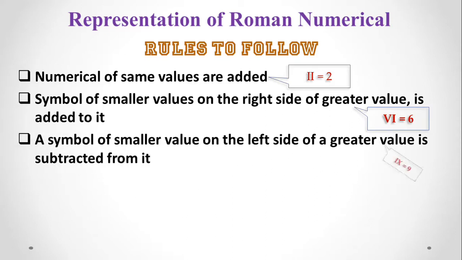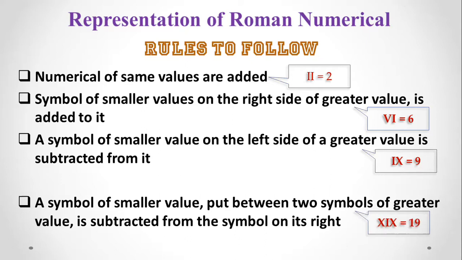The next rule: a symbol of smaller value placed on the left side of a greater value is subtracted from it. For example, X is a greater value. If I is placed on the left side of the X, the I is subtracted from the X. In this case, IX would result in 9.